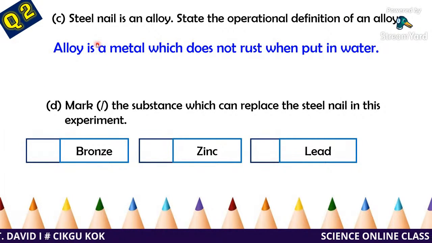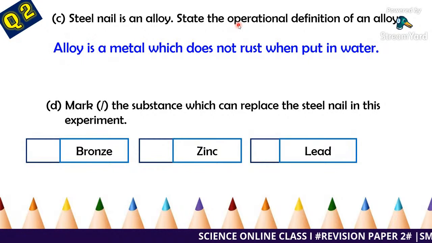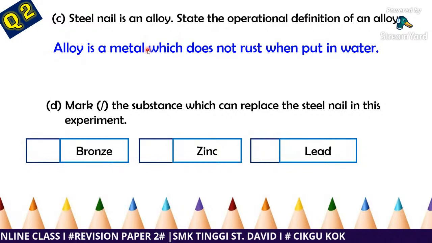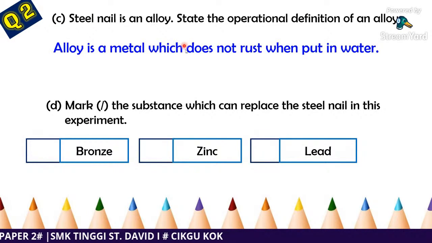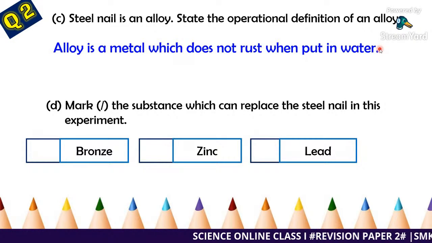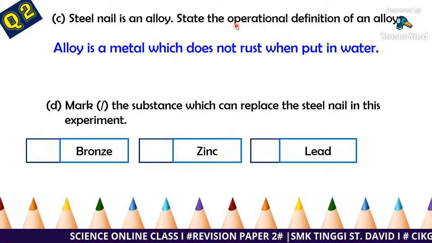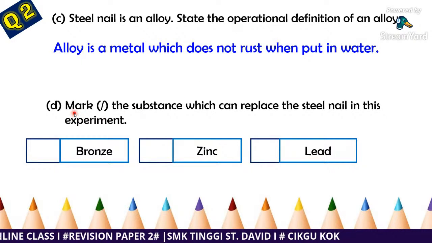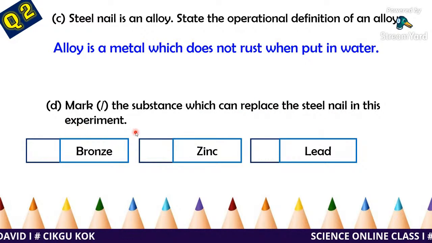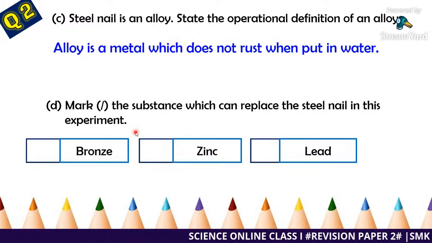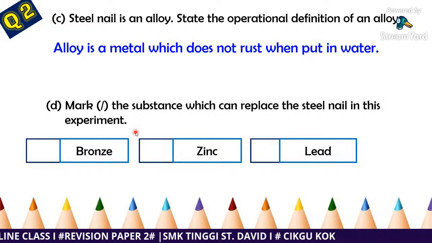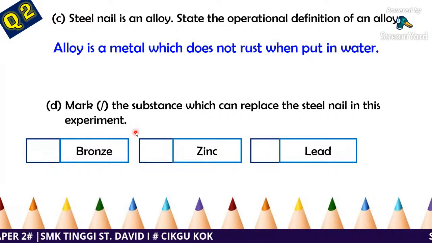Alloy is. This one is a format when they just mention operational definition. So the alloy is a metal which, referring to your experiment, does not rust when put in water. This is the format for how you write the answer when they ask about an operational definition. Now we need to mark the substance which can replace the steel nail in this experiment. Give me the answer. Which one is almost the same as the steel nail? They do not rust, although you put them inside the water. So I want the answer, please.